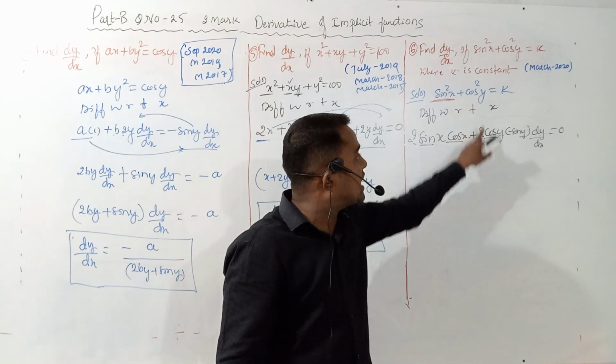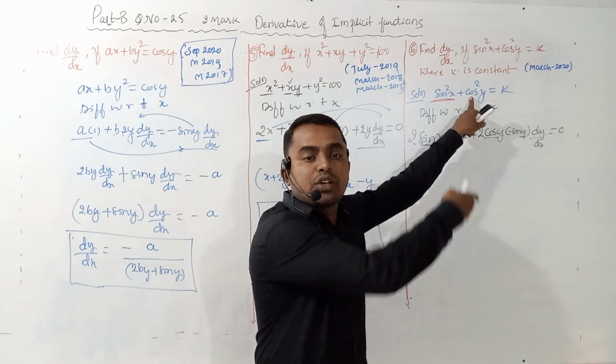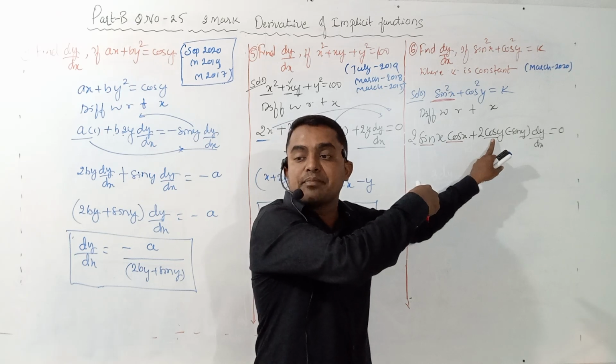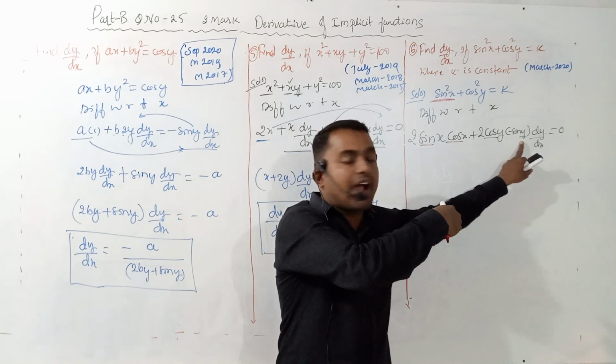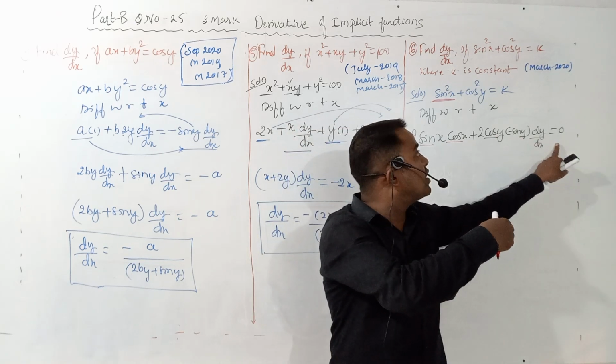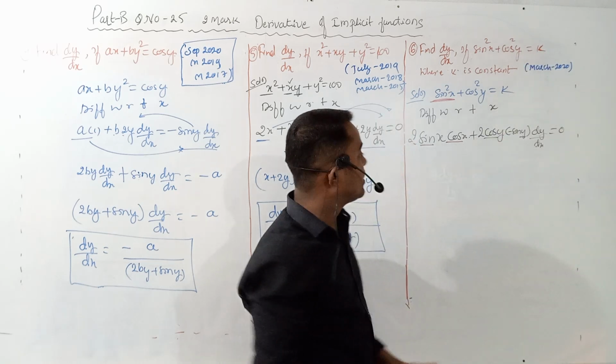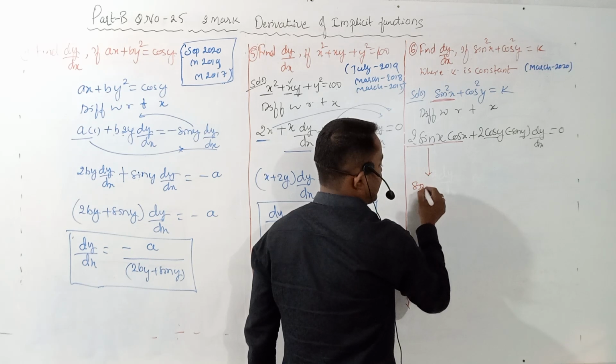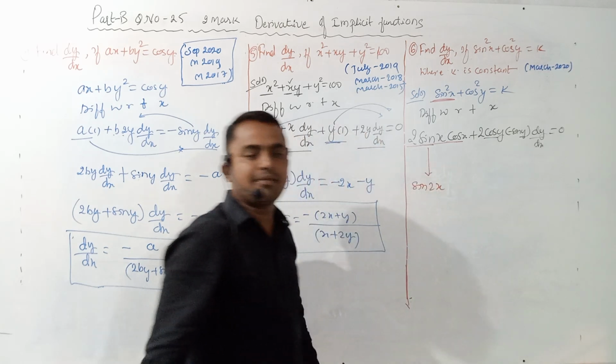Plus, as it is, derivative of cos square y. First 2 comes to the back side, 2 cos y. Derivative of cos y is minus sin y. Derivative of y, dy by dx, is equal to derivative of k, which is 0. Now 2 sin x cos x can be written as sin 2x because it is a double angle.